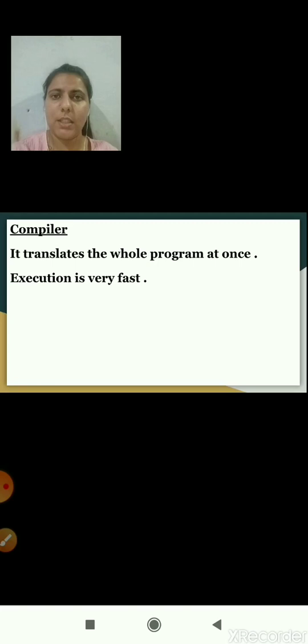Execution speed is very fast. As compared to the interpreter, the speed of compiler is fast. And how does compiler compile? It compiles the whole program together, means the whole program at a time, and finds out the error at last.